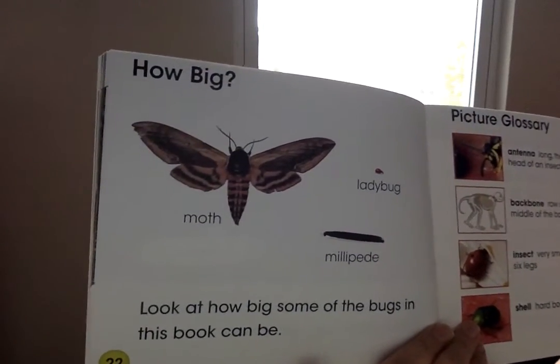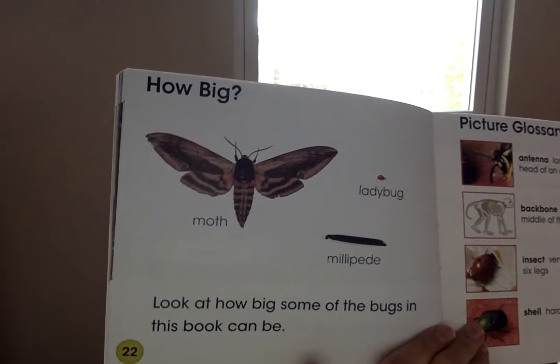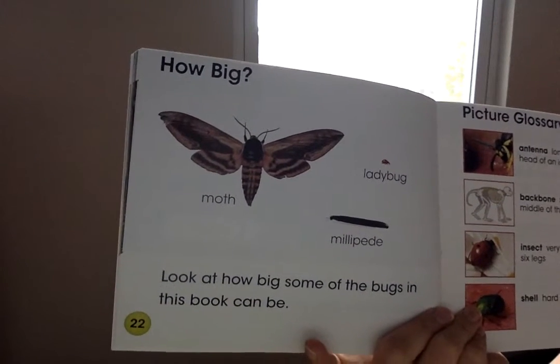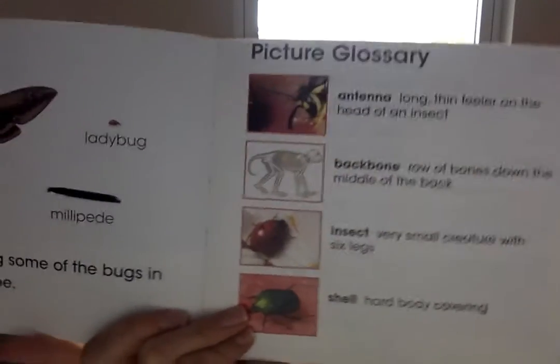Insects can be all different sizes. There's a moth, a ladybug, and a millipede. Which one is the biggest? The moth. And which one is the smallest? The ladybug. Over here at the end of the book, we have something called the picture glossary.